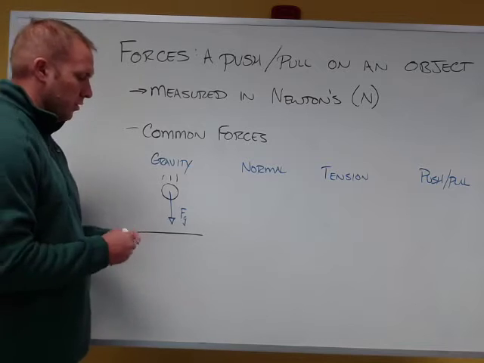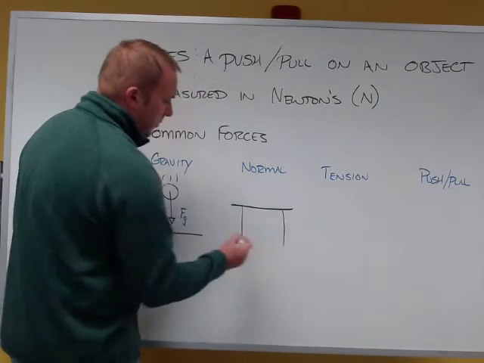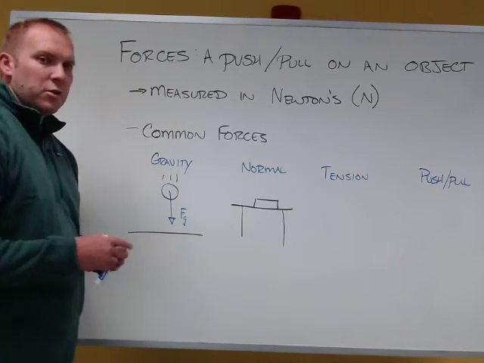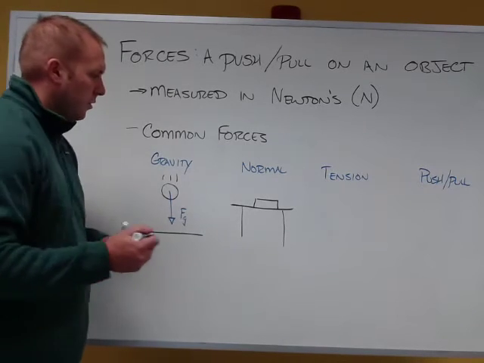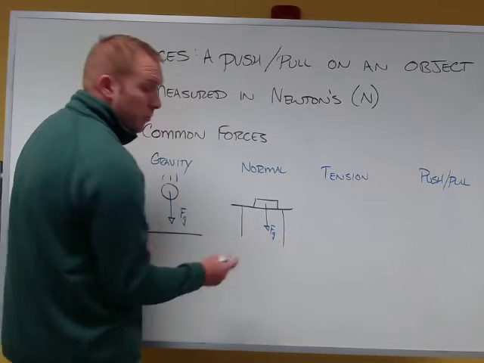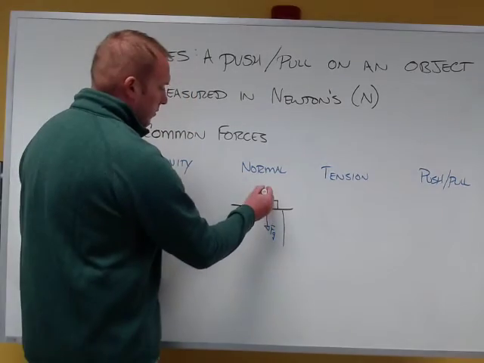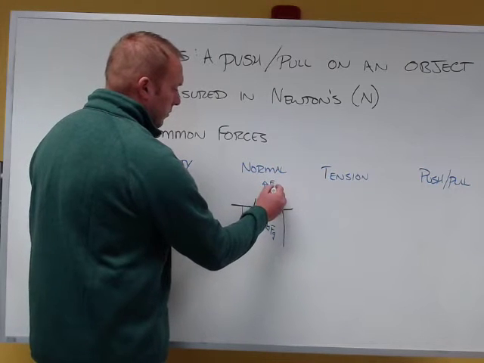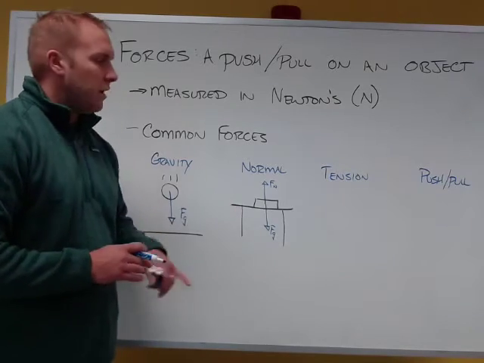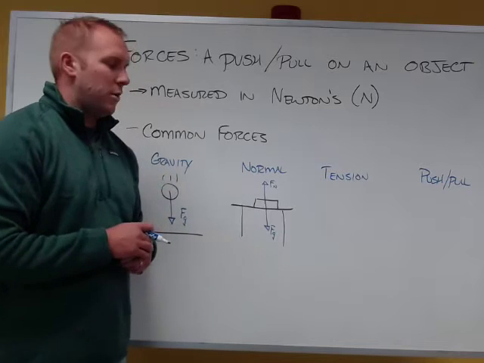Another force that we're going to look at is something called the normal force. If we have a book or something sitting on a table, there are going to be 2 forces acting on this book. One of them is going to be the force of gravity pulling down. The other one is going to be the normal force. Normal force is going to act perpendicular to a surface. So the surface that this book is sitting on is the table, and the normal force is the table pushing up on the book.